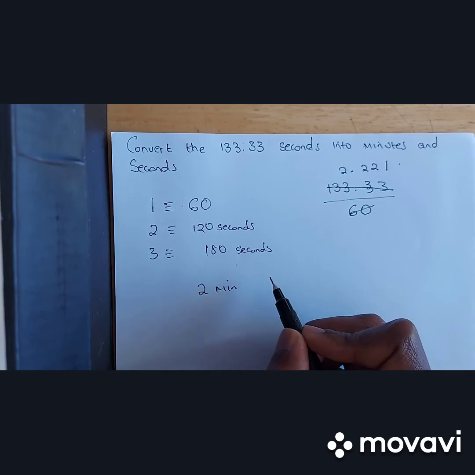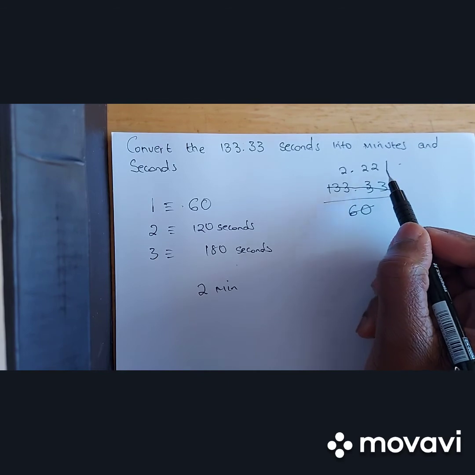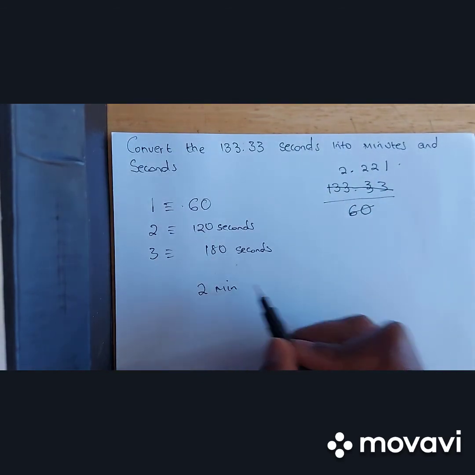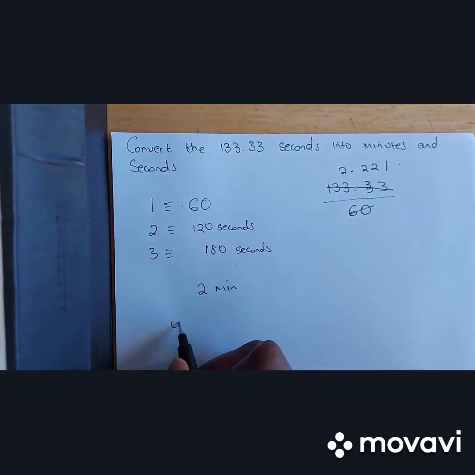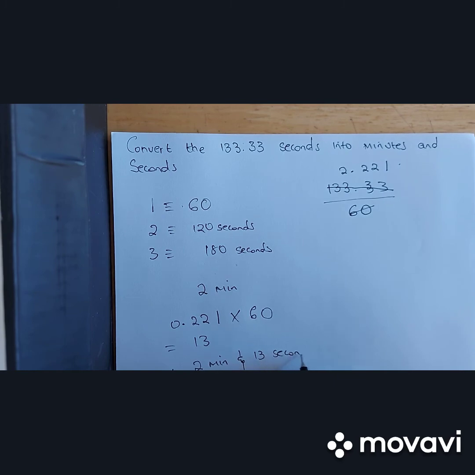Now we have to find the number of seconds in 2.221 minutes. We do this by multiplying 0.221 by 60 seconds. This will give us 13, meaning that there are 2 minutes and 13 seconds. That's one way of doing it.